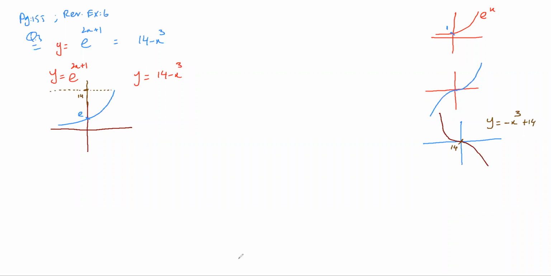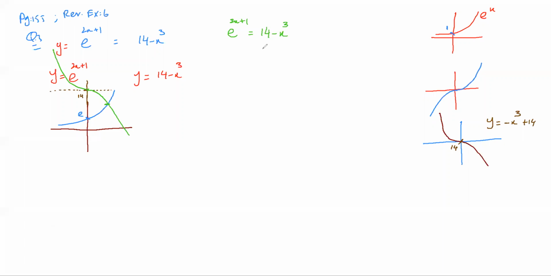So here is this minus x cubed, and the sketch is going to be like this. Got it? These two graphs intersect just once here. So that means this equation, e raised to power 2x plus 1 equal to 14 minus x cubed, has just one real root.